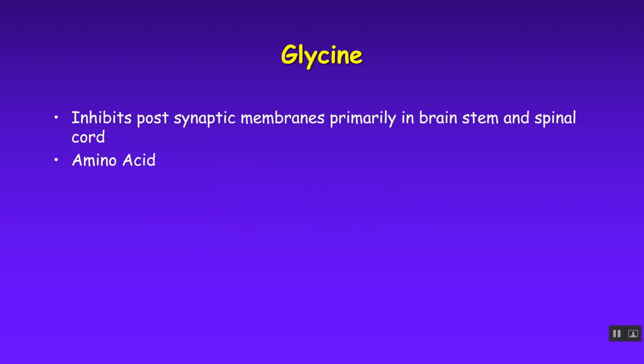Glycine is a neurotransmitter. It's inhibitory, inhibits postsynaptic membranes, primarily in the brainstem and spinal cord. So this is more in the brainstem and spinal cord than it is in the cerebrum and brain itself. So glycine is another inhibitory neurotransmitter, but primarily in the brainstem and spinal cord. It's an amino acid.